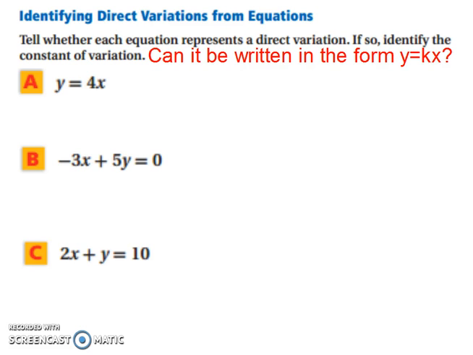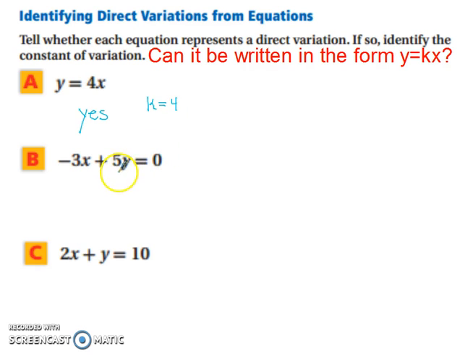Let's look at identifying direct variations from equations. Basically, can it be written in the form y equals k times x? Let's start with this first one. Well, it's already in the form y equals kx, so yes. And then it says, if so, identify the constant. Well, the constant is 4.